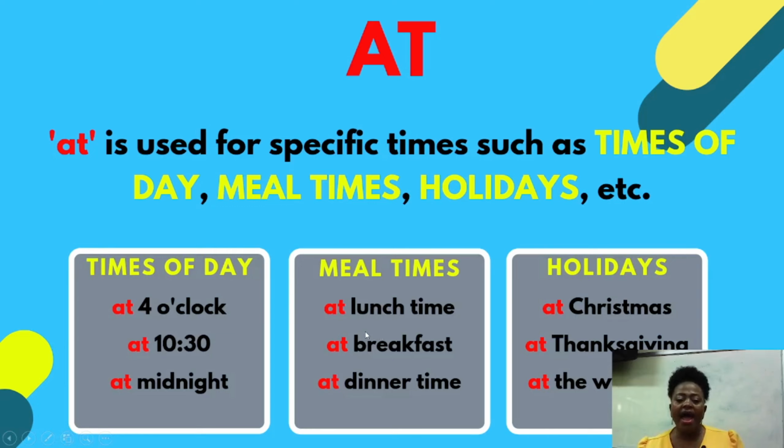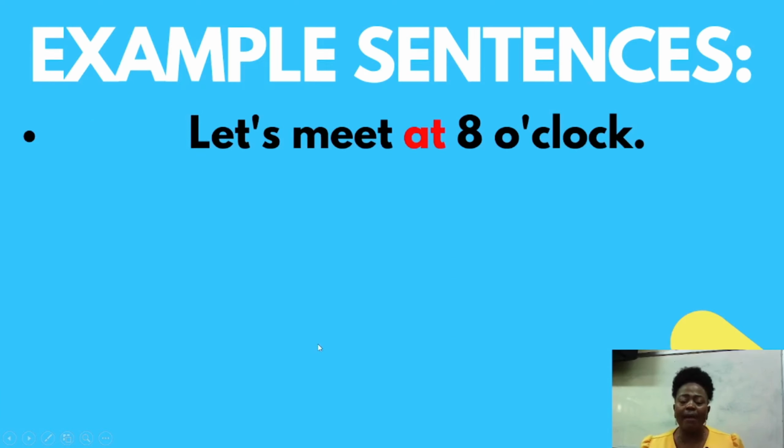Okay, and the next thing that we are going to see is example sentences. For example, let's meet at 8 o'clock. Now you cannot say let's meet on 8 o'clock or let's meet in 8 o'clock. No, it doesn't go like that. Let's meet at 8 o'clock.